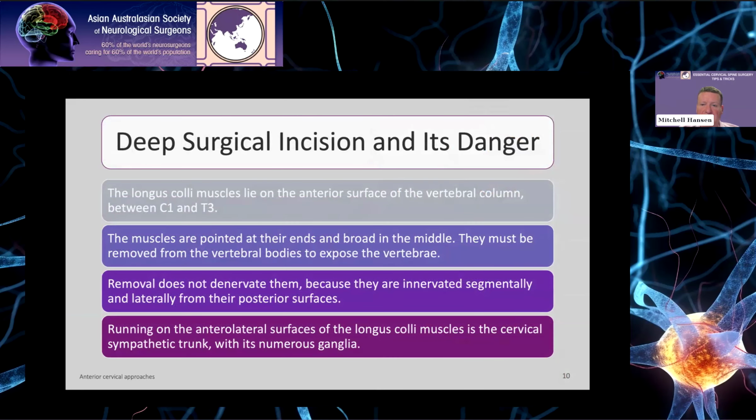The longus lie on the anterior surface of the vertebral column between C1 and T3. It's always good to remind yourself of some of the basic anatomy, I think, at times. Removal of these muscles is not going to denervate them because they're actually innervated segmentally and laterally from their posterior surfaces. Running along that anterolateral surface of the longus is a sympathetic trunk with the ganglia. So trying to stay medial and undermining this is important.